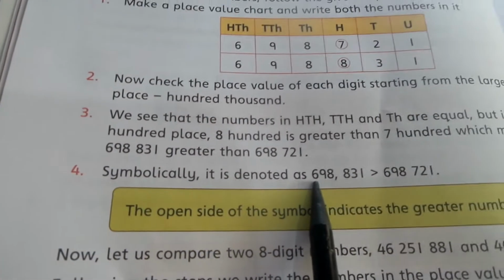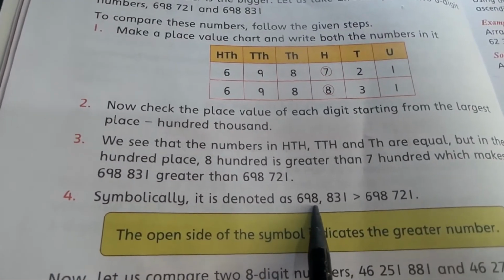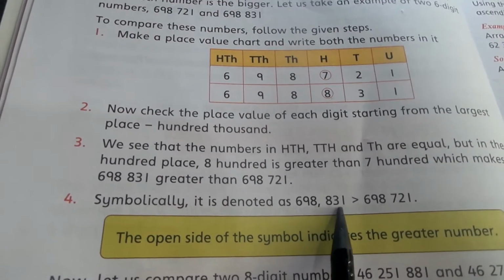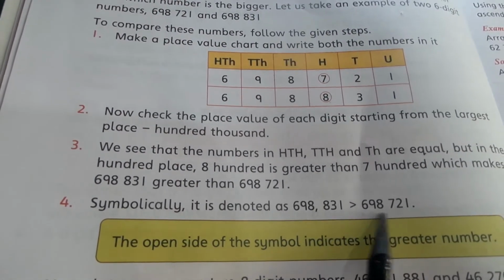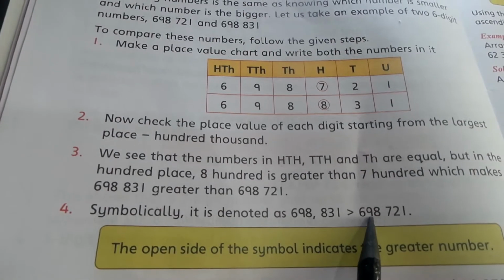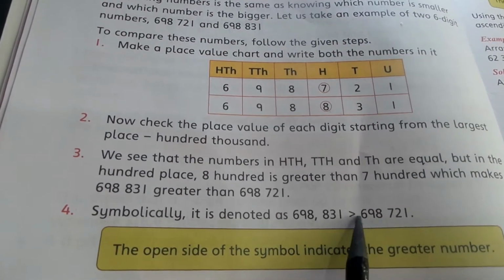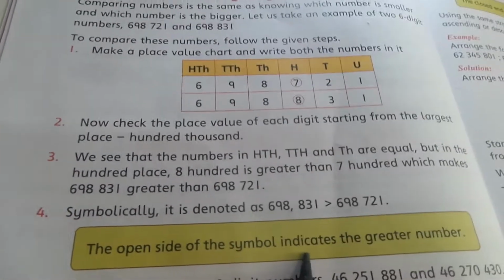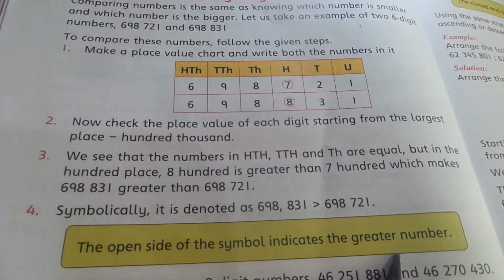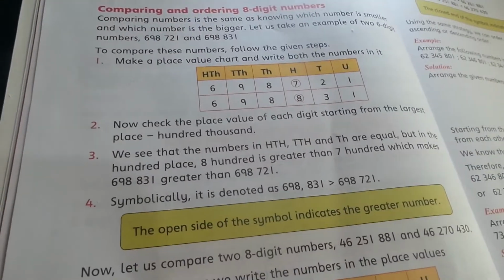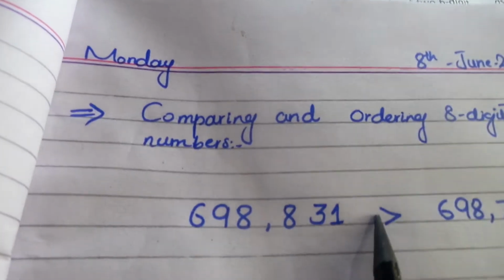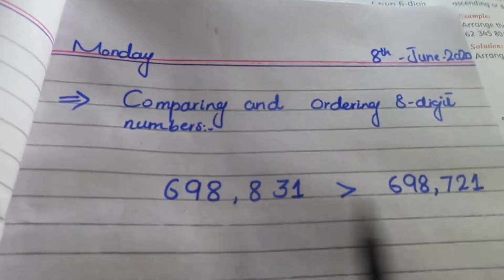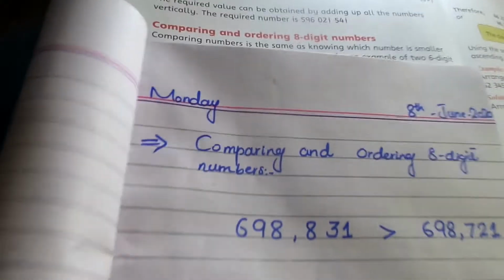So you have to write 698,831 is greater than 698,721. The open side of the symbol indicates the greater number. It means this number is greater than this.